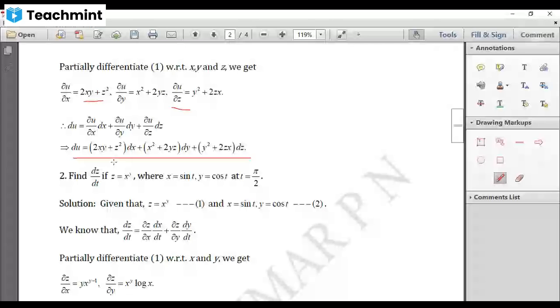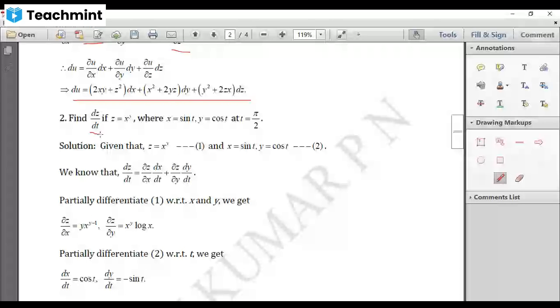Now similarly, find dz by dt if z equal to x to the power of y, where x equal to sine t, y is equal to cos t, at t equal to pi by 2. So they are given a function z. Your z is dependent on x and y, and your x and y is dependent on t. See, x and y are dependent on t. So what is dz by dt? Because you are having only one independent variable, we can find the total derivative.